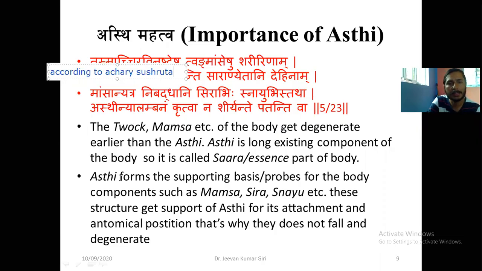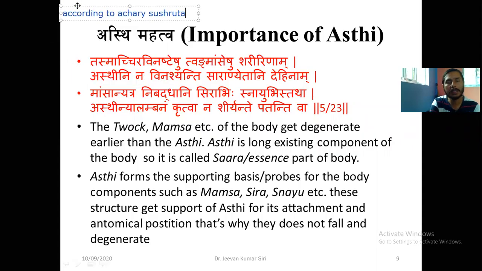So Asthi forms the supporting base of the body. Components such as Mamsa, Sira, Snayu: the Mamsa are the muscles, Sira are the vessels, Snayu are the ligaments and tendons, and nerves also. These structures get the support of Asthi for their attachment and anatomical position. That's why they do not fall and degenerate. Are you getting? With the help of Asthi only they are running in the body, isn't it?